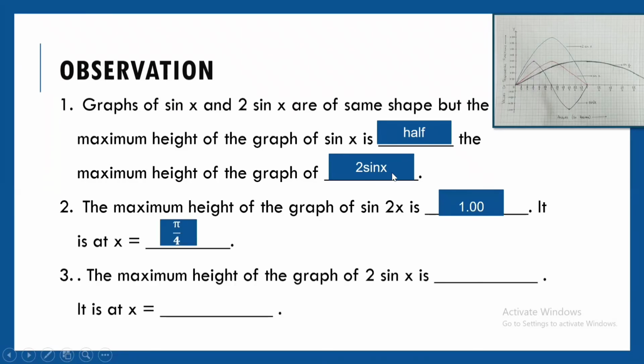Let us come to the third one. The maximum height of the graph of 2 sin x is what? I just now found out that the maximum height of the graph of 2 sin x is how much? It is 2. And it is at what point? It is at x equal to pi by 2. So let us go on to the next set of observations.